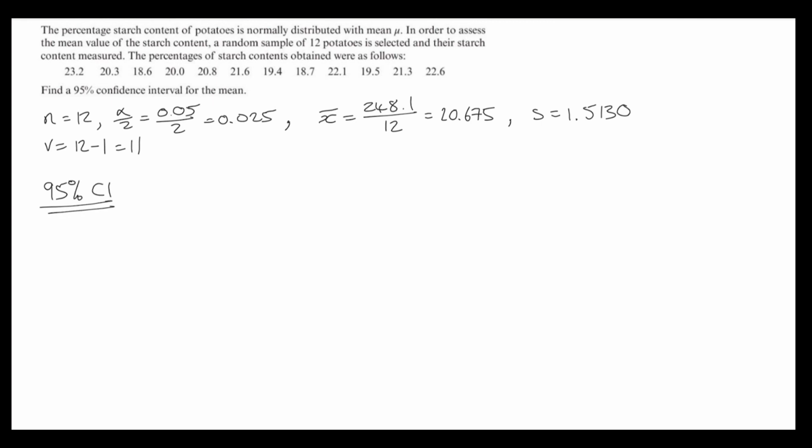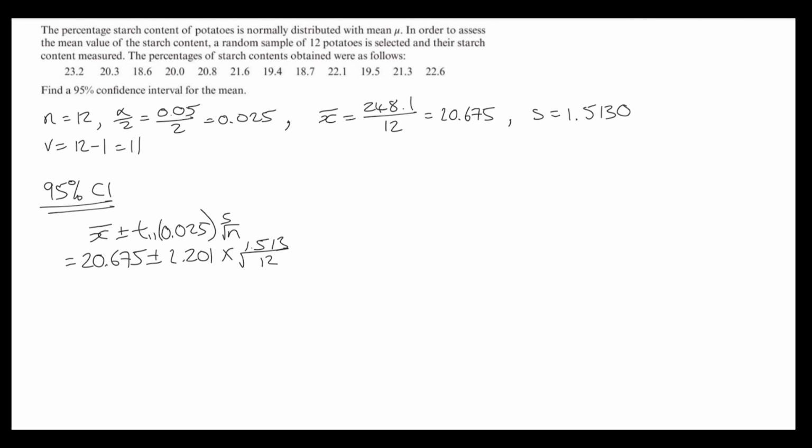95% confidence interval, and this formula should be getting familiar now. An anchor point, a middle point, which is x bar. The critical value from the distribution, which is t with 11 degrees of freedom, 2.5%. And then a measure of spread, which is the standard error, or the x bar standard deviation.